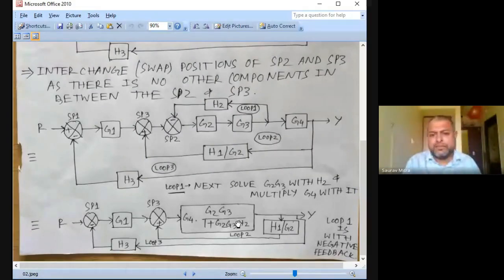It's very easy, a repetitive kind of thing. Now that has a feedback of positive type, H1 by G2. And then there is the final, biggest feedback loop, from the output side to the input side, with a feedback of H3 and negative type.